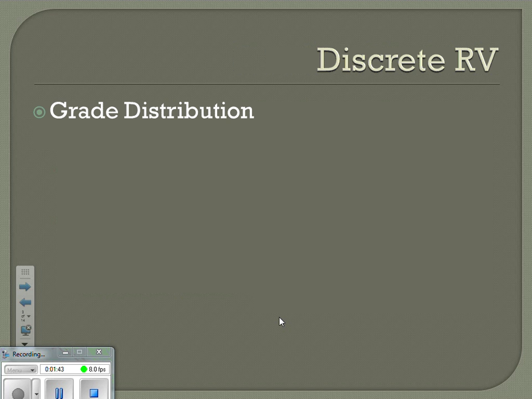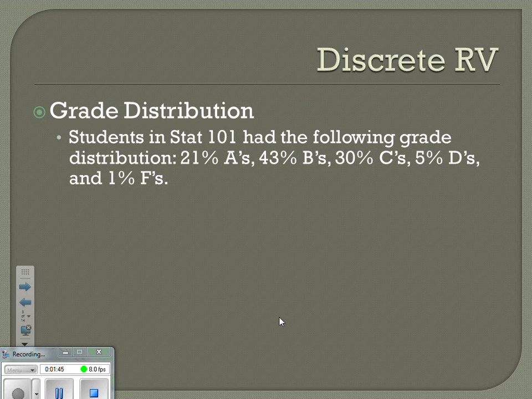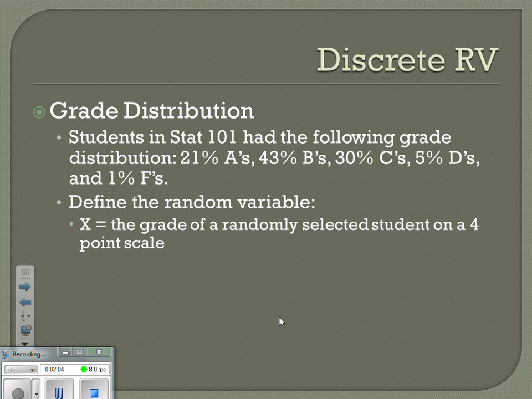So let's take a look at an example, grade distribution. Let's say that this intro stat class had the following grade distribution. 21% had A's, 43% B's, 30% had C's, 5% had D's, and 1% of the students in this college class didn't pass. So the first thing as we do these random variables is we want to define a random variable. For us, a great variable to use is x. So we're going to call x the grade of any randomly selected student.